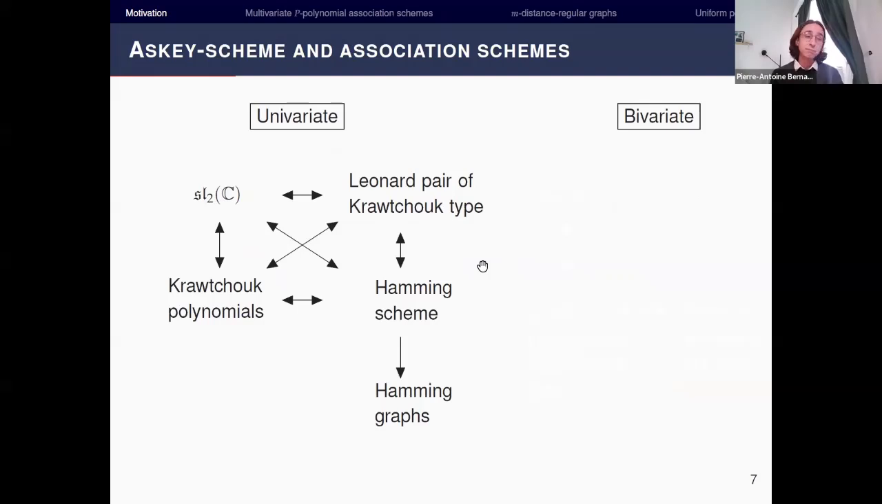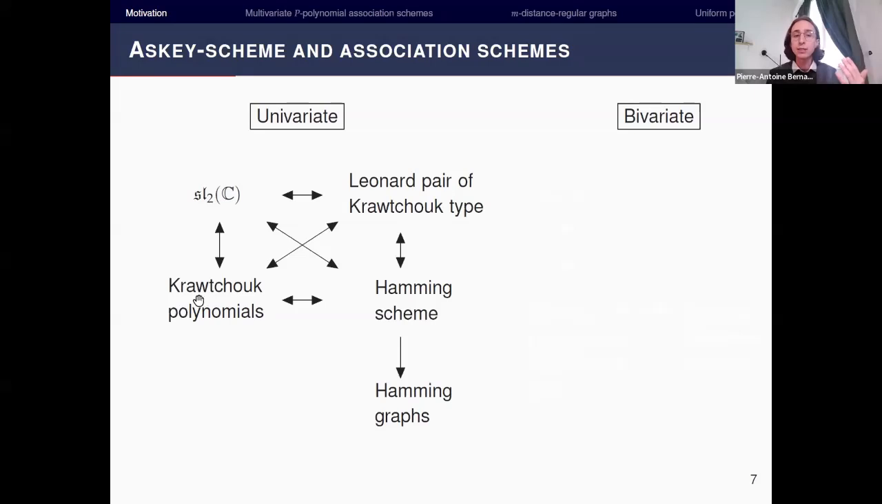Now that I imagine we all agree that these generalizations are interesting and important, one can wonder what is the type of structure that is known and understood for the univariate Krawtchouk polynomial and their generalization that we could also find and understand for the bivariate or the multivariate case. So this is a quick sketch of some of the concepts that are known to be related to the Krawtchouk polynomial.